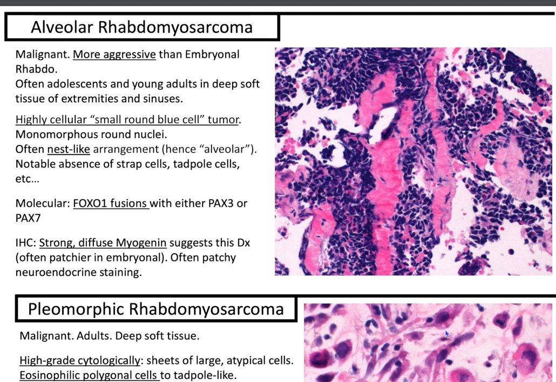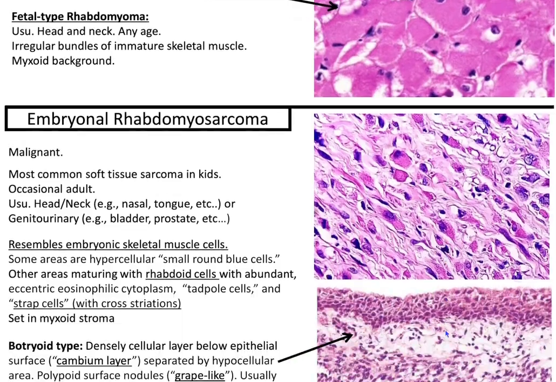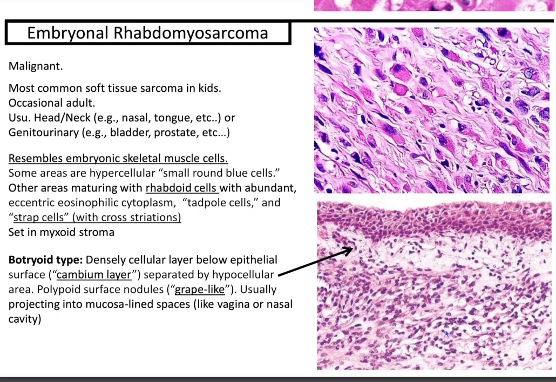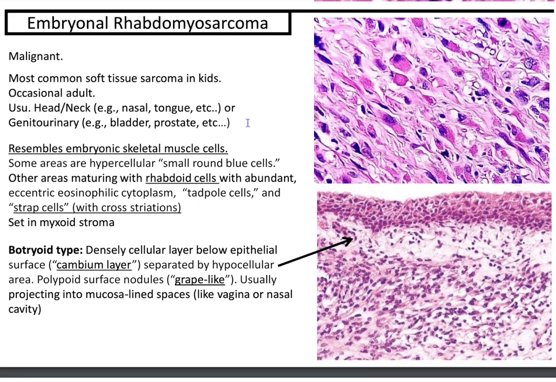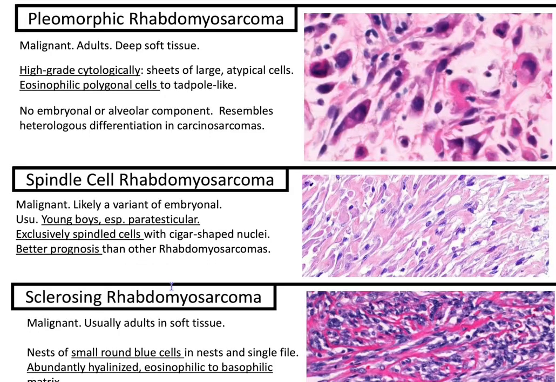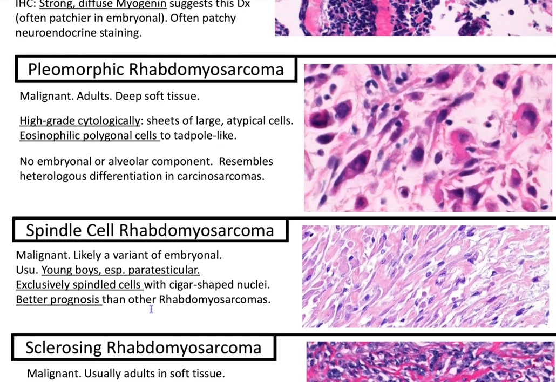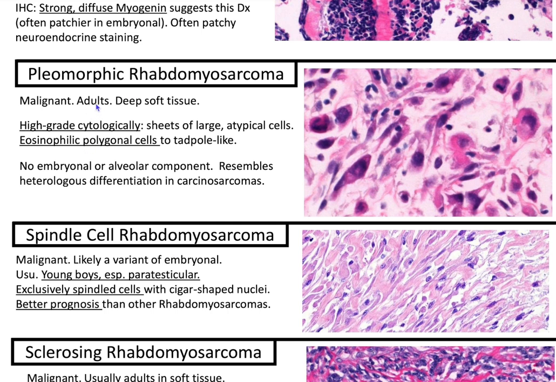Alveolar rhabdomyosarcoma. Oh, I'm sorry. I said before that embryonal rhabdomyosarcomas can arise in adults, but generally rhabdomyosarcoma, there's different subtypes: embryonal, alveolar, pleomorphic, spindle cell, sclerosing, but the pleomorphic type can arise in adults.